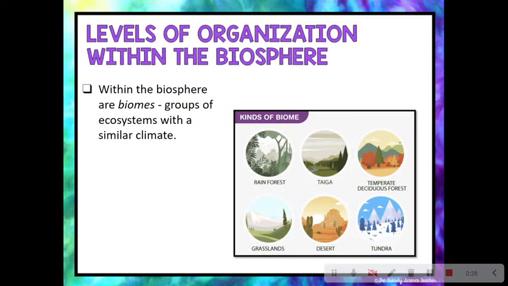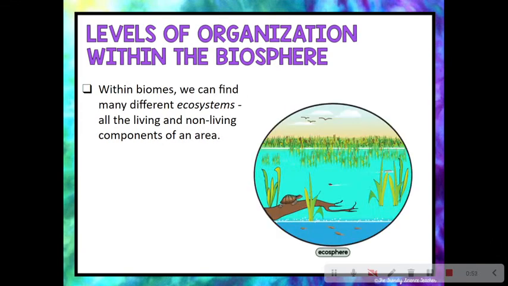Now, within the biosphere are biomes. Biomes are groups of ecosystems with a similar climate. A few kinds of biomes that we have are the rainforest, the taiga, the temperate deciduous forest, the grasslands, the desert, and the tundra. Now, within biomes, we can find many different ecosystems, and an ecosystem is all of the living and non-living components of an area.